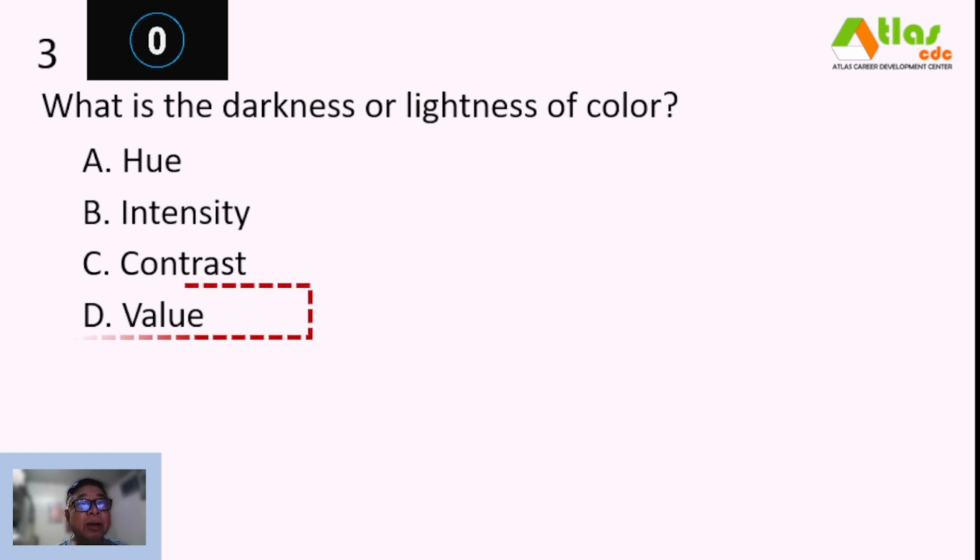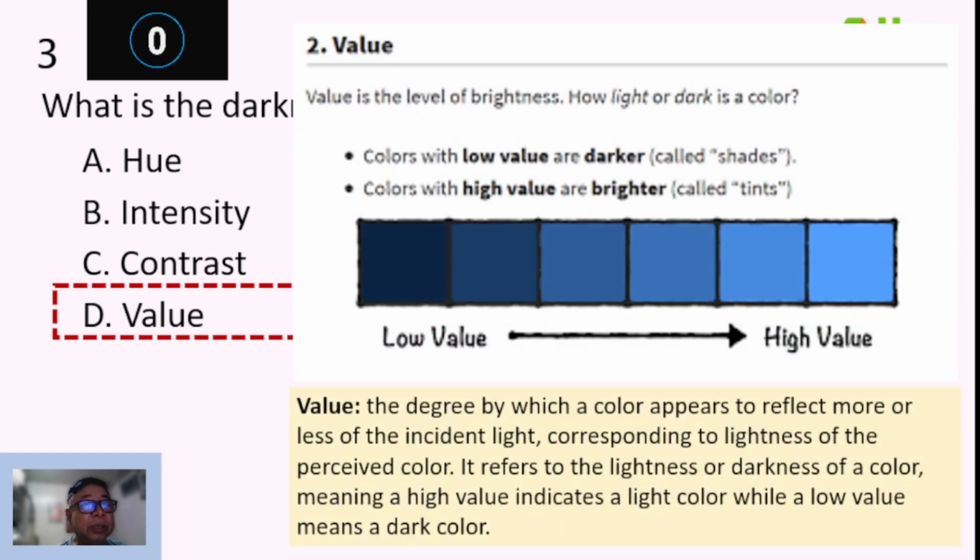And our correct answer is letter D. Value. So value is the degree by which a color appears to reflect more or less of the incident light, corresponding to lightness of the perceived color. It refers to the lightness or darkness of a color, meaning a high value indicates a light color, while a low value means a darker color. So colors with low value are darker, called shades, and colors with high value are brighter, called tints. Another definition for value is the level of brightness or how light or dark is a color.